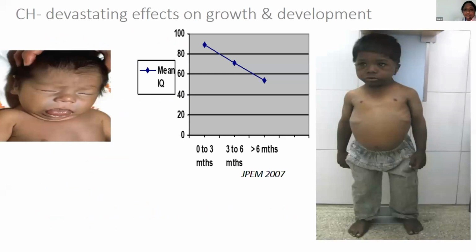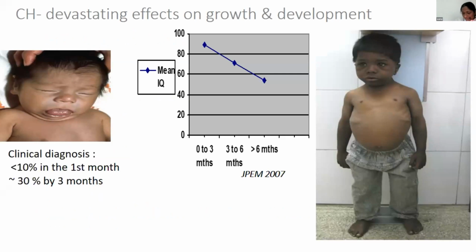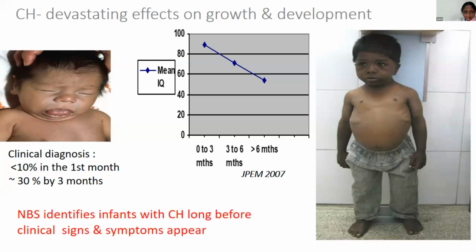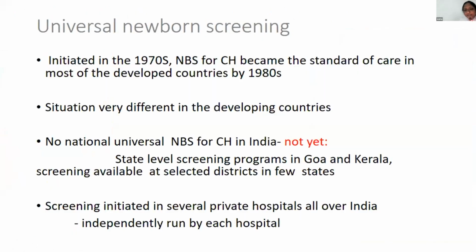Coming to newborn thyroid screening, we know that the untreated hypothyroidism has devastating effects on growth and development. And with each week delay in diagnosing and treating, there is a steady drop in IQ as well. As we saw just now, the clinical diagnosis is less than 10% in the first month and around 30% by 3 months. So newborn screening identifies infants with congenital hypothyroidism long before the clinical signs and symptoms appear. It was initiated in the 1970s, and it became the standard of care in most of the developed countries by the 1980s. But the situation is very different in the developing countries.